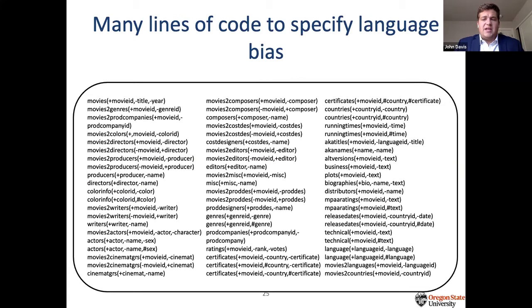Due to the exponential nature of join paths for a sufficiently large dataset, language bias can be extremely long and complicated. This is one of the manually tuned language biases for our empirical studies. And as you can see, there's over 100 lines of code for it.